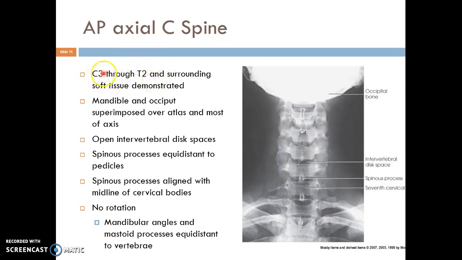So we're going to see C3 through approximately T2, so T1, T2. The mandible and the base of the skull, so the occipital bone, are completely superimposed. You have open joint spaces, intervertebral disc spaces. The spinous processes are equal distance to the pedicles. So your pedicles are right here. They are equal distance. The spinous processes are right down the midline of the spine. No rotation, as we can see, equal distance of the mastoid processes.